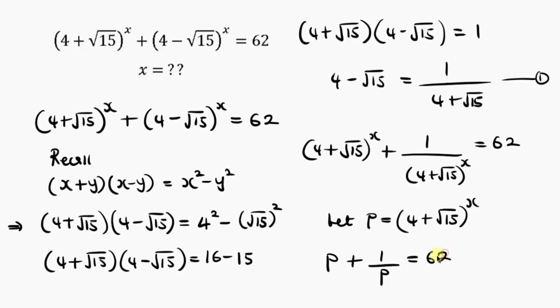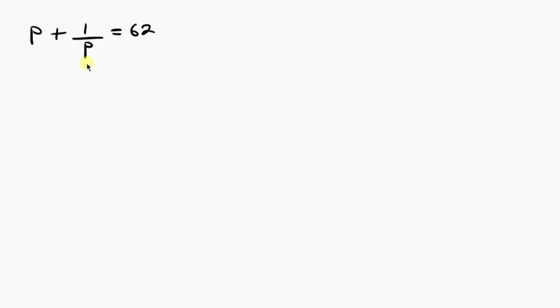62. Very good. Now we need to remove this fraction here. How do we remove this fraction? Is by using the LCM to multiply everything. And since I only have P as the only denominator, P becomes our LCM. So let's use P to multiply through in order to remove the fraction.